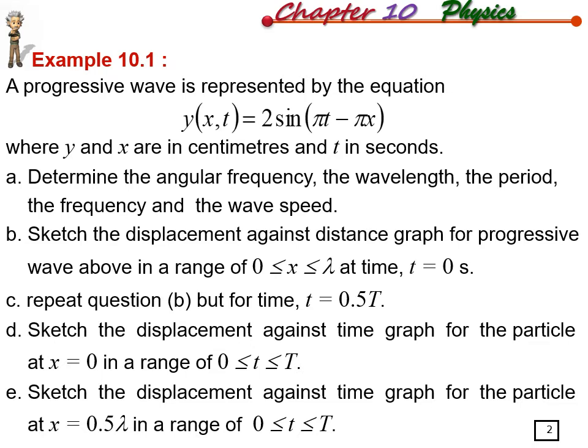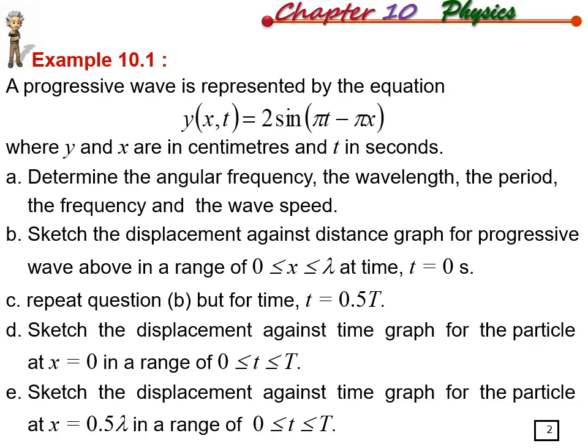In example 10.1 you have a progressive wave represented by the equation given, y as a function of x and t. Previously we only related to one variable, but now you have two variables, x and t. The equation is given as y = 2 sin(πt − πx), where y and x are given in centimeter and t in second.